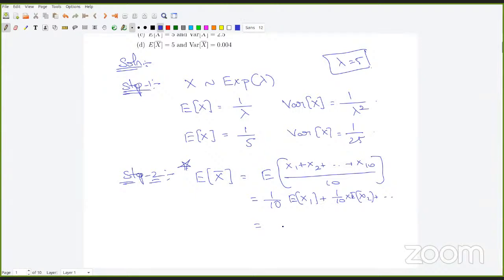Just one minor point to add. You don't need independence of x1 to xn for this linearity. It can always work with just that.